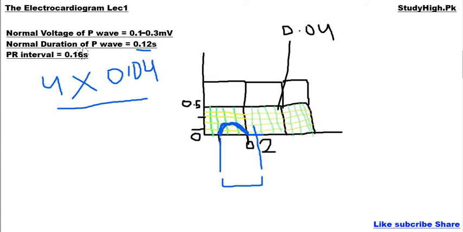Before discussing the normal values of voltage for the QRS complex, first of all you must know the different voltage values on the basis of the placing of our electrodes or electrocardiographic leads. If this is our human chest, here is the heart, and these are your hands and legs.